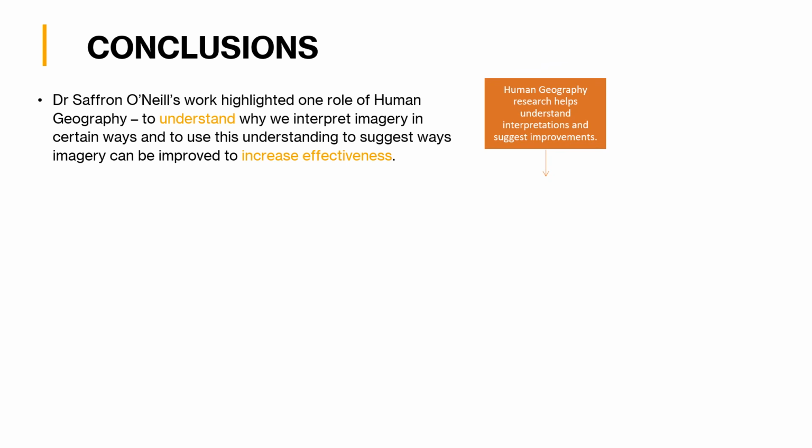Over the course of this presentation, we have explored the role of human geography in our changing world. We explored this through a series of examples revolving around the study of representations. Dr. Saffron O'Neill's work highlighted the importance of understanding the impacts of visual imagery within the field of climate change. It explored the effectiveness of climate change imagery and highlighted how certain images, such as prominent political figures, were not so effective. This highlighted to us how human geography has a role in understanding and interpreting such reactions.